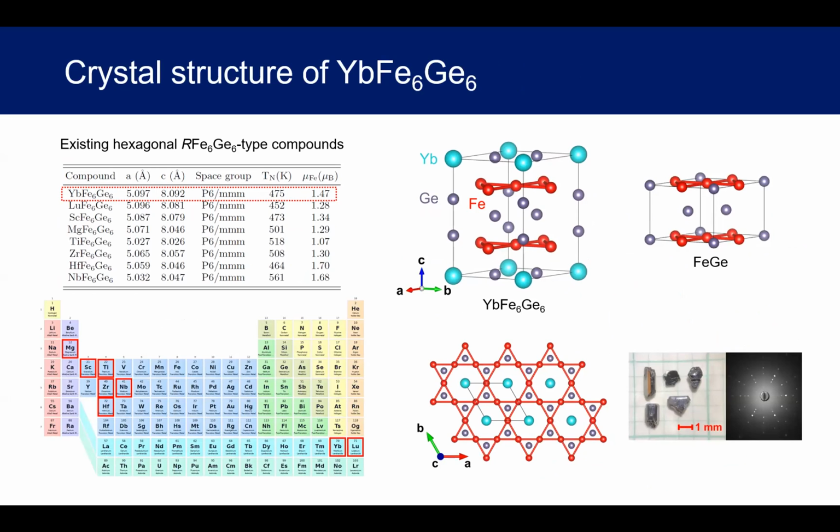The ytterbium iron germanium belongs to this 166 type of kagome family, and there are only 6 members of this kind of kagome materials, most of them having a Néel temperature well above room temperature. The structure of this ytterbium iron germanium can be built by inserting a triangular ytterbium sublattice into the parent binary iron germanium compound. The single crystal can be grown by a flux method.